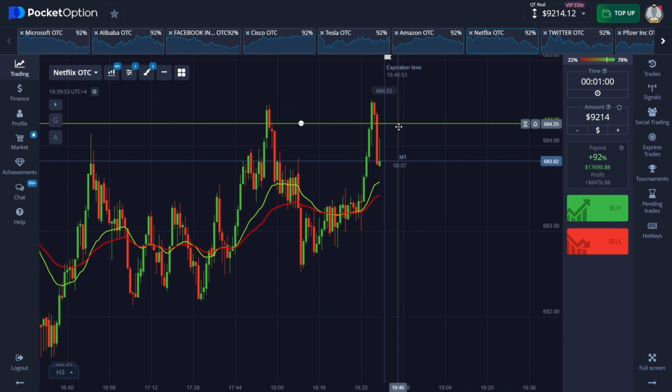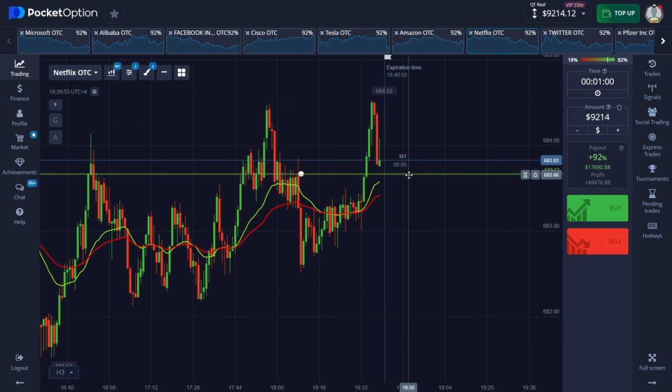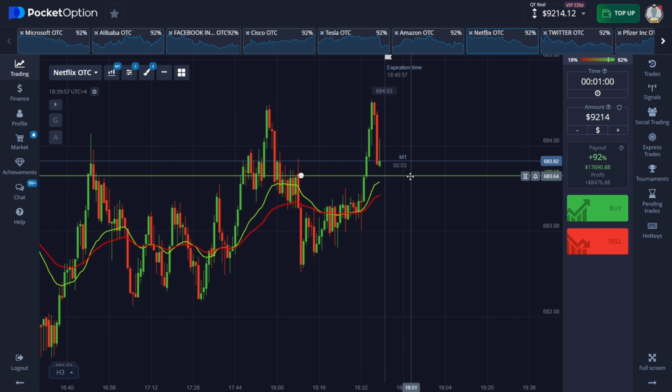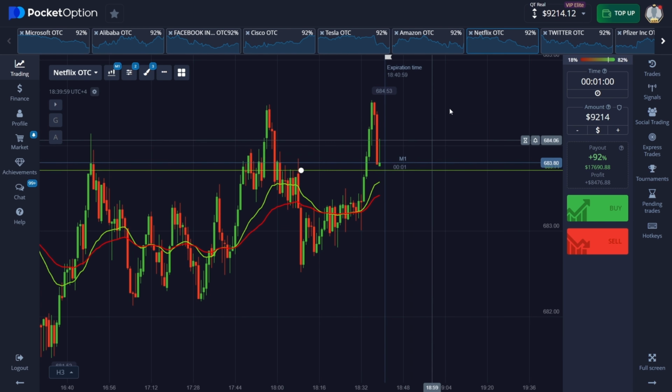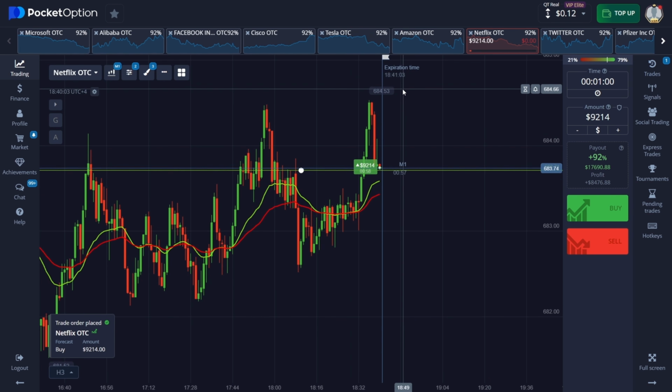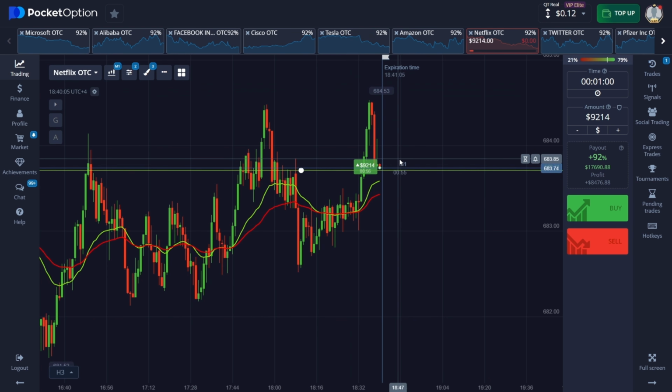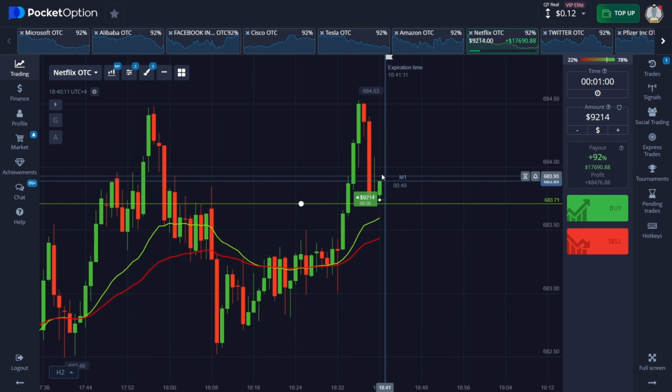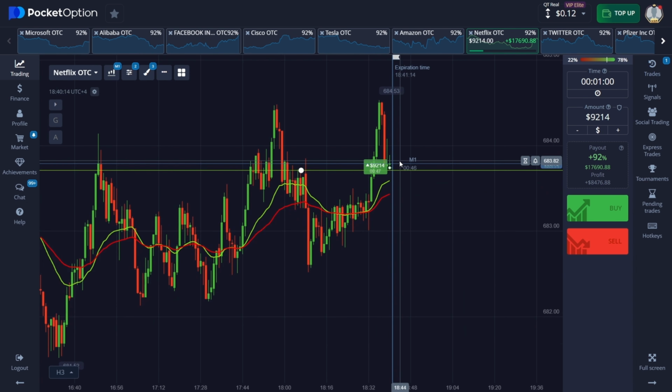Here's a trade on Netflix OTC. I'm waiting for the candle to close. There is a support level visible. Yes, this looks like a good trade. I placed a trade for an upward move on Netflix OTC worth $9,214 because in the previous trade, the candle left a huge wick and there was a support level. This candle should fulfill the previous wick. That's why I placed this trade for an upward move.